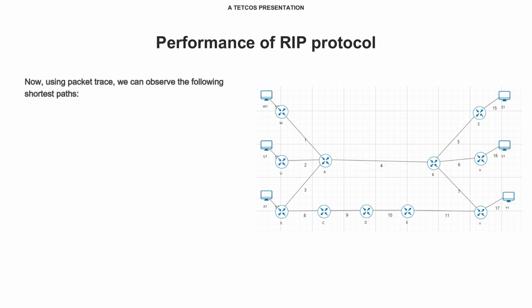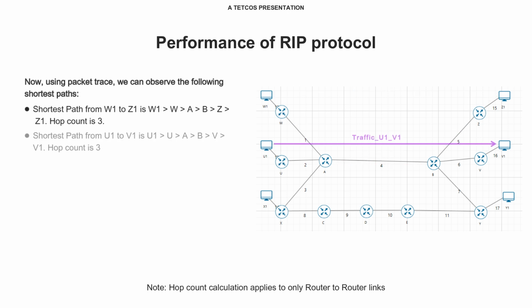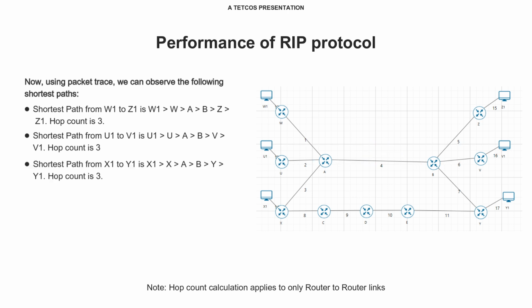Now, using Packet Trace, we can observe the shortest paths. From W1 to Z1, the packet moves from W1 to W, passes through A and B, reaches Z, and finally arrives at Z1 with a hop count of 3. From U1 to V1, it starts at U1, goes through U, A, and B, reaches V, and finally arrives at V1 with a hop count of 3. From X1 to Y1, the packet travels from X1 to X, moves through A and B, reaches Y, and finally arrives at Y1 with a hop count of 3.